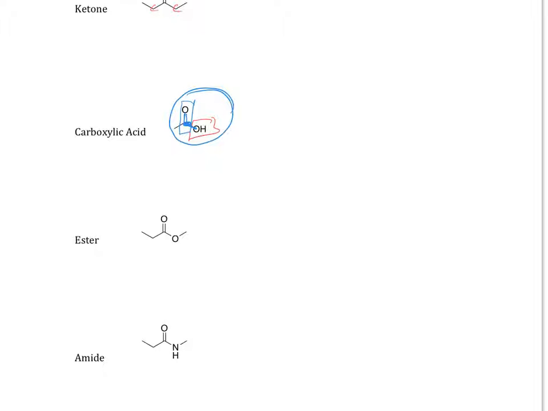If there's a carbon in between, so let's say we had something like this, then the difference would be this is a ketone, and then our OH is our alcohol over here. So that would be the difference. But since they're on the same carbon, they're a carboxylic acid.